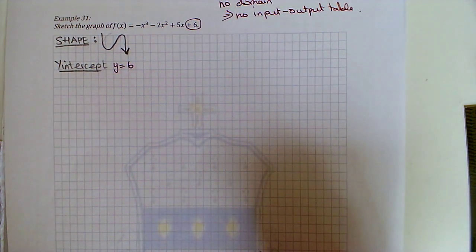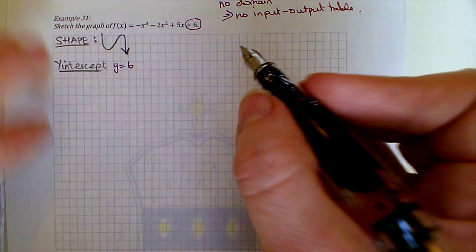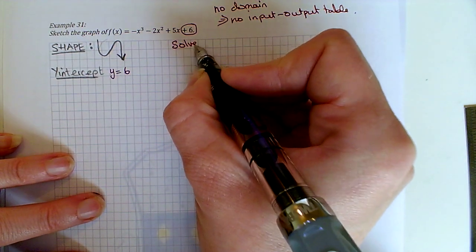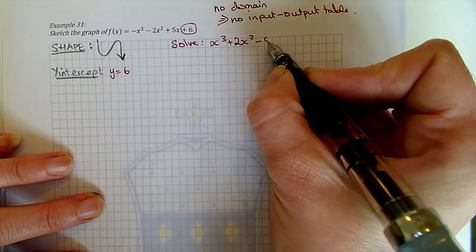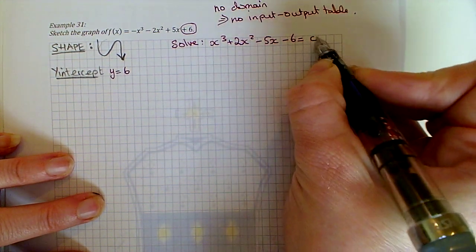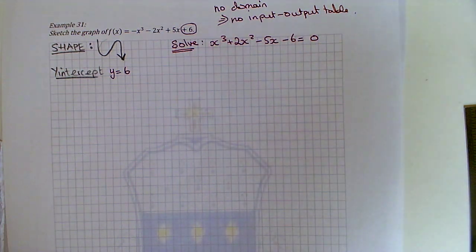So that means we need to solve x cubed plus 2x squared minus 5x minus 6 equal to 0. Now we do have a trick for a trial and error.